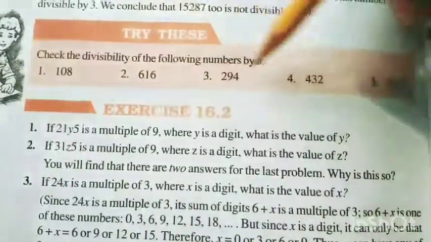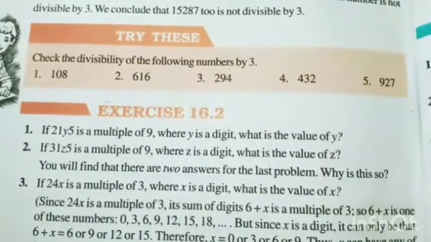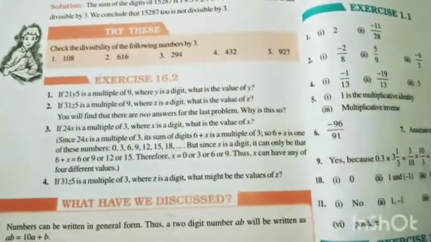On the next page the divisibility by 3 is given, so this also you have to do in your homework. You have to check whether all the numbers are divisible by 3 or not. In this way this explanation is complete. I hope you have understood these interesting topics. Try this, this and this, all are your homework, and in the next video we'll see exercise 16.2.